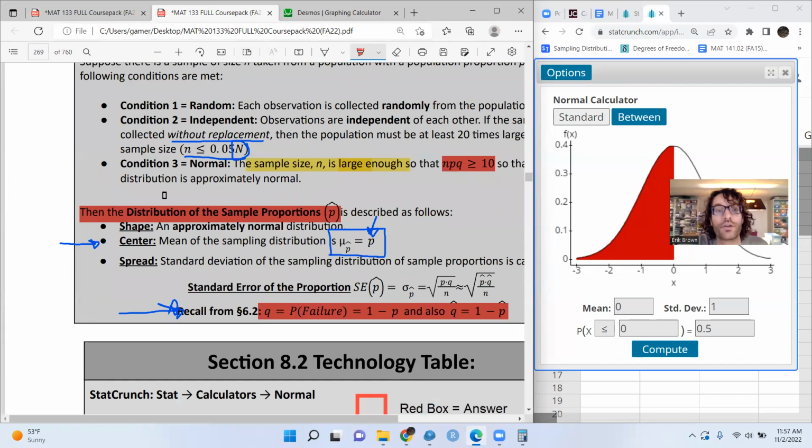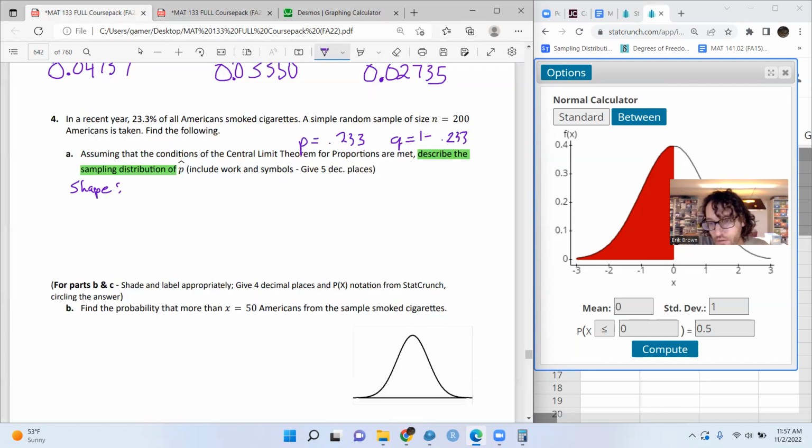Love it. So you were proving that condition 3 was met. Now, don't feel bad about this. It says assume that the conditions are met. What you did wasn't necessary. Oh, so I could have just said normal, because the conditions are met. Yeah, so we know it's approximately normal because of that statement.